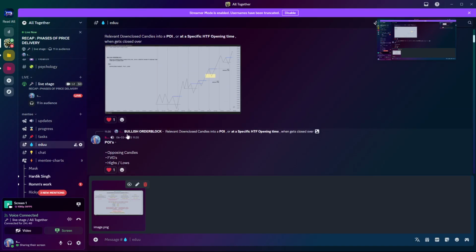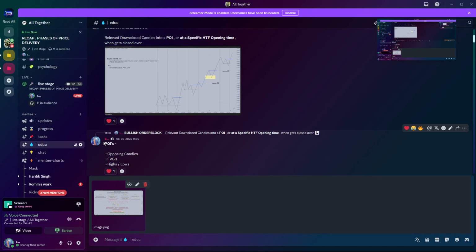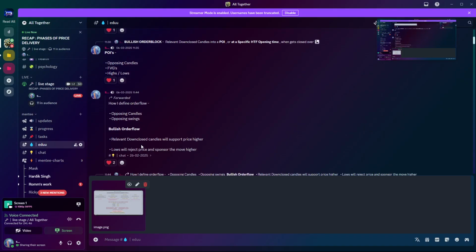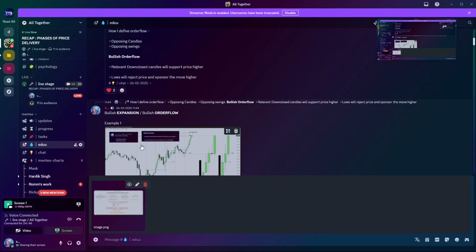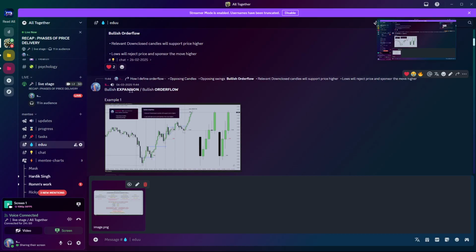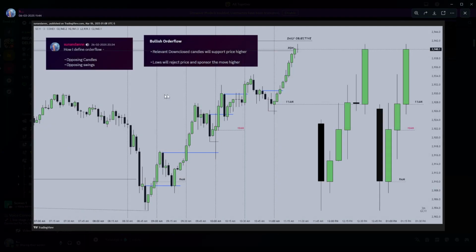Okay, we use these POIs to frame one-sided expansion. Okay, bullish expansion, bullish order flow, relevant down closed candles, relevant lows will support price higher, lows will reject price higher, highs will be displaced through when price is in a bullish order flow or bullish expansion.